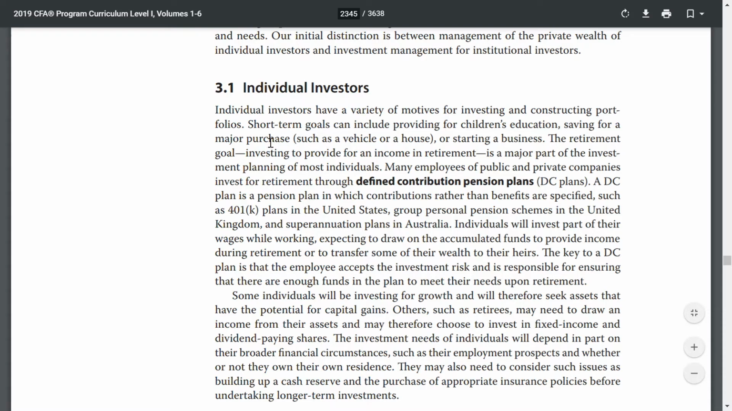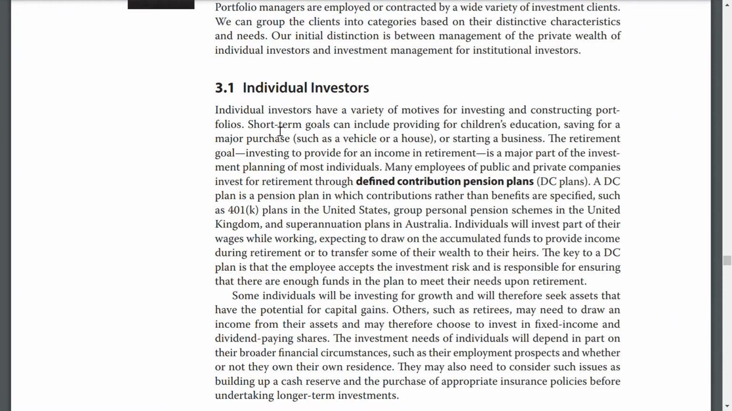Many employees of public and private companies invest for retirement through the defined contribution pension plan, a DC plan. A DC plan is a pension plan in which contributions rather than benefits are specified, such as a 401(k) plan in the U.S., group personal pension schemes in the United Kingdom, and superannuation plans in Australia. Individuals will invest parts of their wages while working, expecting to draw on accumulated funds to provide income during retirement or to transfer some of their wealth to their heirs.